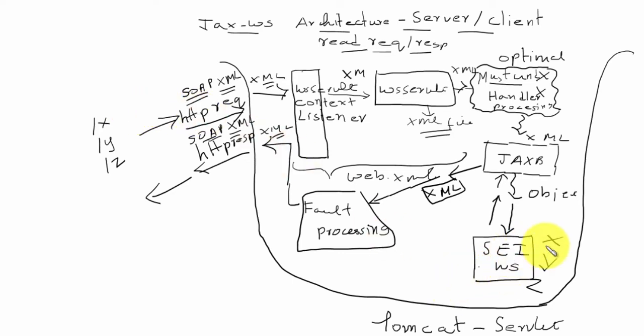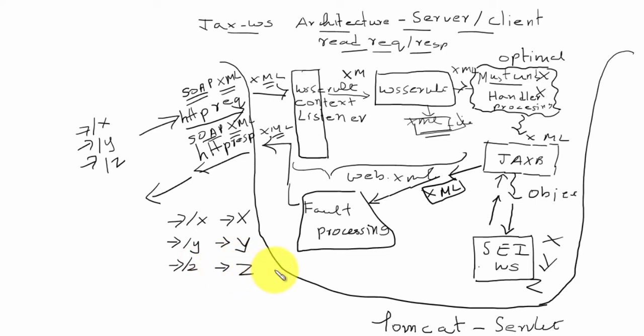So which request should hit which service endpoint interface class? That is explained in an XML configuration file: which URL pattern should hit which class? Say if a request comes to /x, you may say that the request should hit a program called X. Or if the request comes for a URL pattern /y, it should hit a program called Y. Or if it comes for /z, you may like to hit a program called Z.